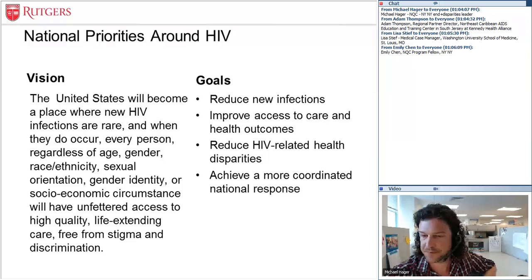Surveillance data shows that in 2015 there were 1.2 million people living with HIV in the U.S. The unified vision and goals are intended to reduce HIV incidence and to the extent that there are no disparities. The 4 goals are to reduce new infections, to improve access to care and health outcomes, reduce HIV-related health disparities, and achieve a more coordinated response.